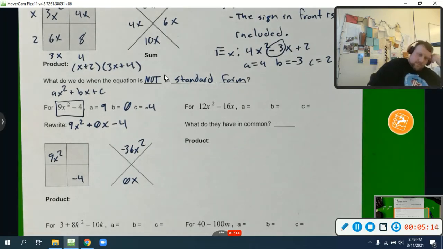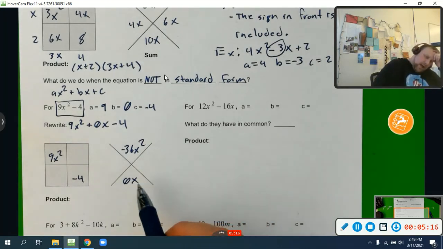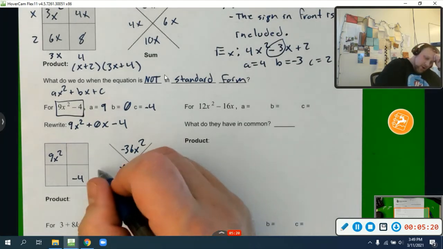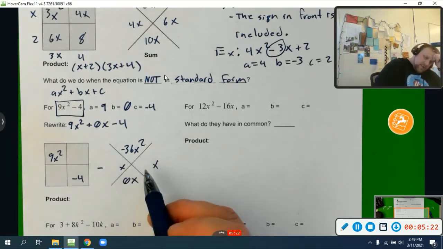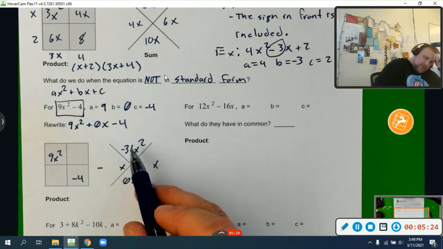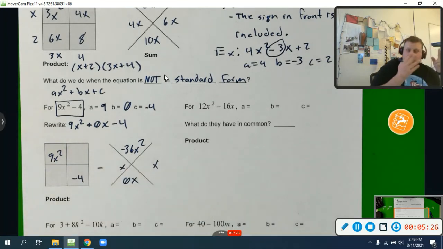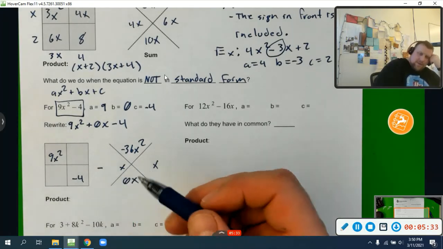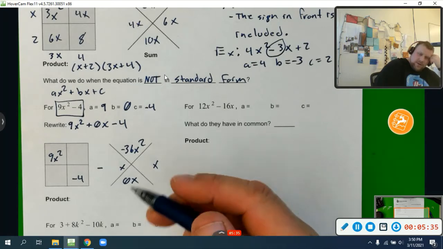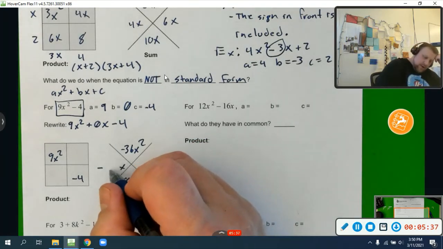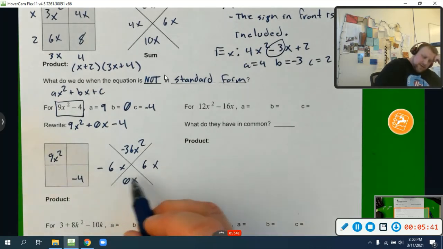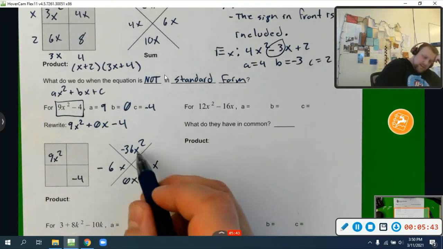Now, the only possible way I can get a 0 on bottom is if my factors are equal and opposite. So I know one has to be positive, one has to be negative because this is negative. And to multiply two numbers to get a negative, only one can be negative. So what two numbers can I multiply together that are the same that will make up 36x squared? Well, it is negative 6 and positive 6. Negative 6 times 6 is negative 36. x times x is x squared.